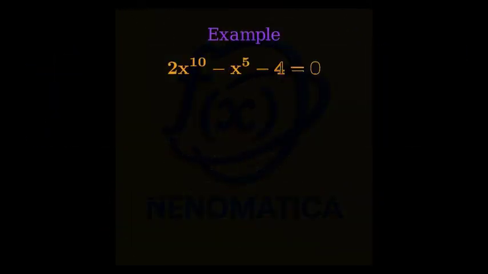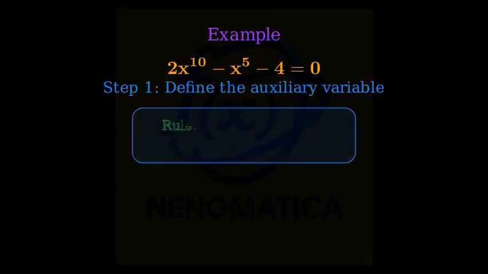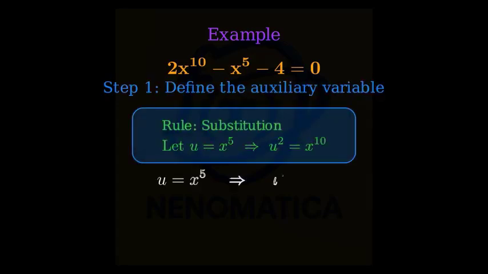Example. In this lesson, we will solve the equation 2x to the 10th minus x to the 5th minus 4 equals 0, using a clean substitution that reduces the equation to a quadratic in a new variable. Step 1. Define the auxiliary variable. Because x to the 10th is the square of x to the 5th, we let u equal x to the 5th. Then, u squared equals x to the 10th.